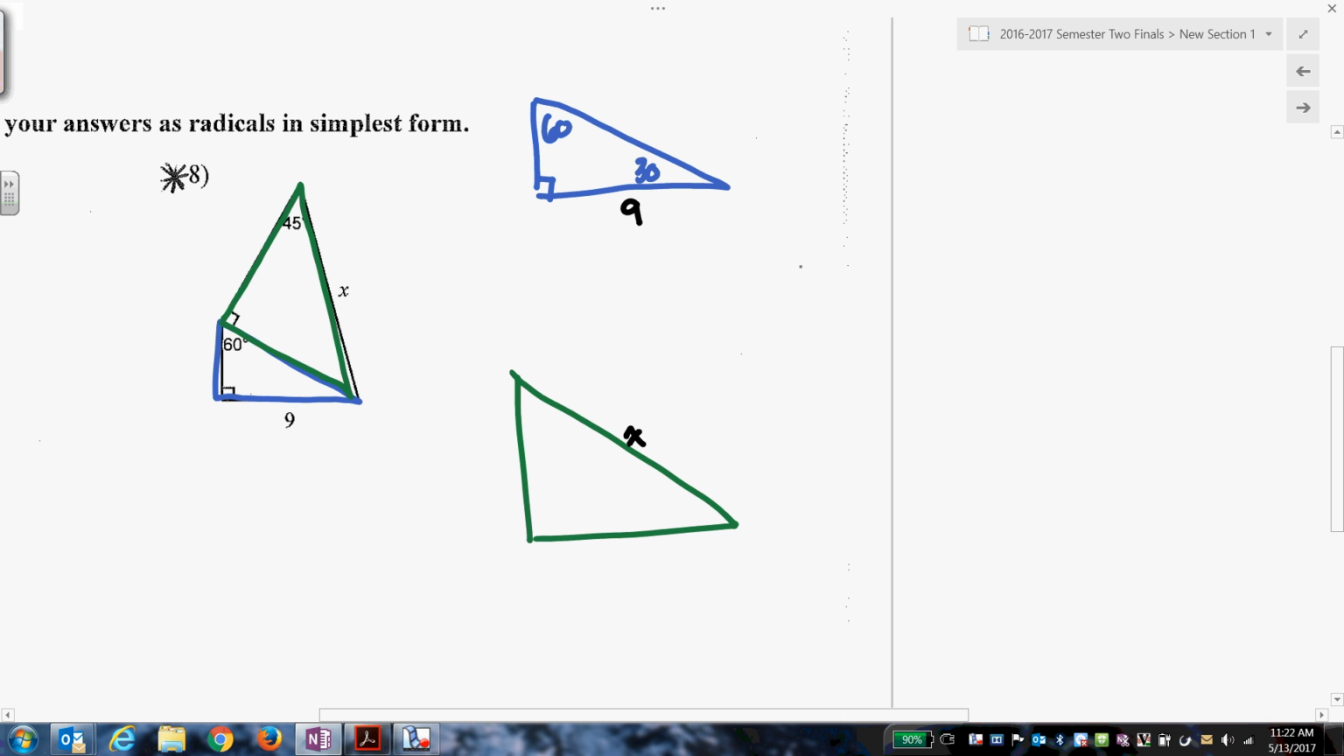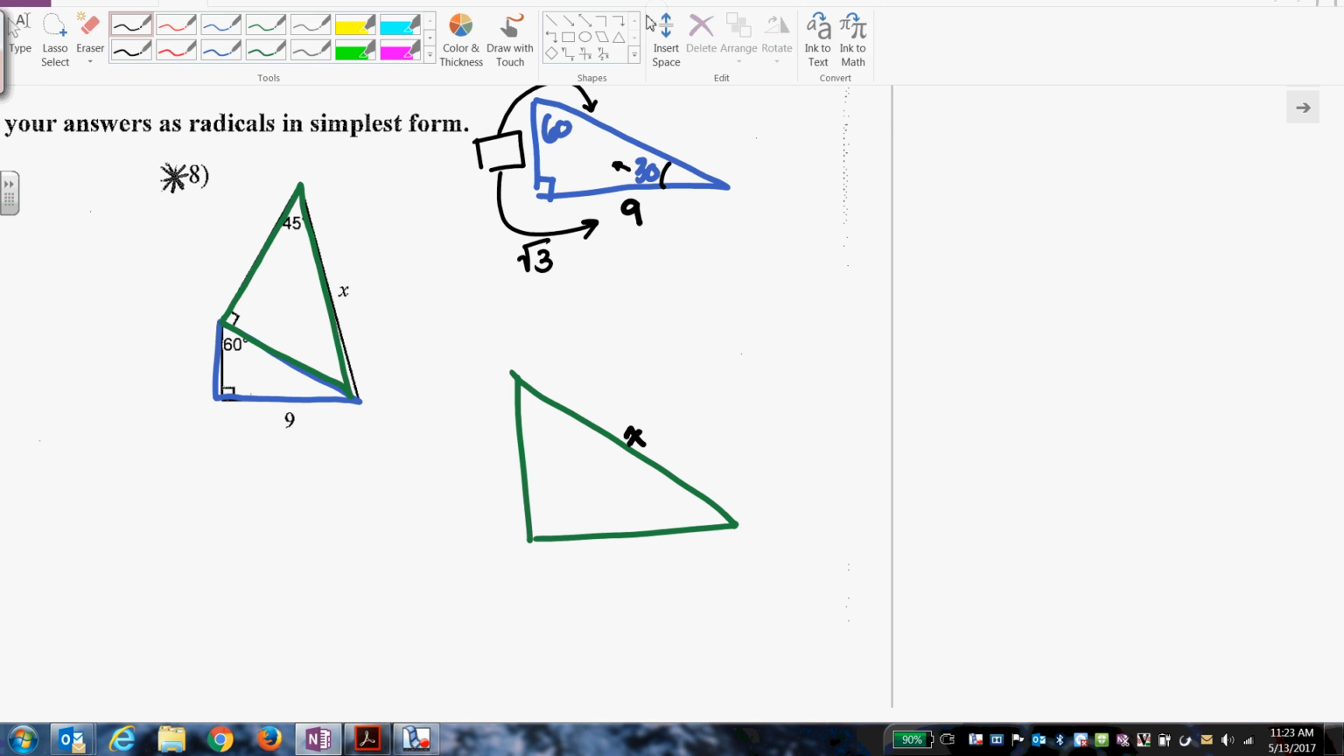Ready? 30, 60, 90. Short leg root 3, short leg times 2. Ring a bell. 30, 60, 90. Find the short leg, which is across from the 30 degrees. There's your short leg. Short leg to long leg is times root 3. Short leg to hypotenuse is times by 2.